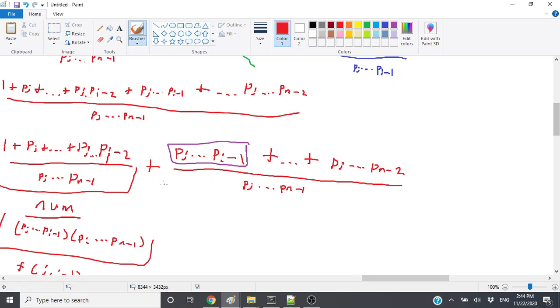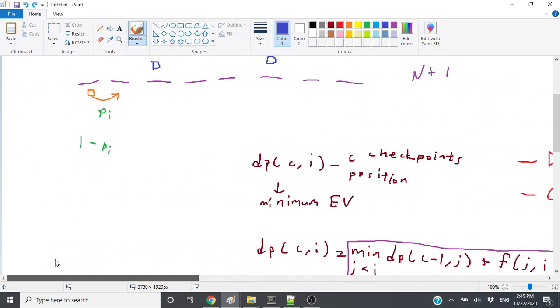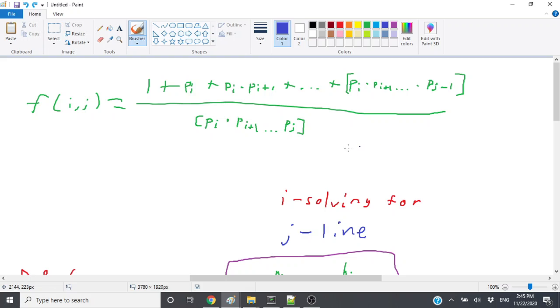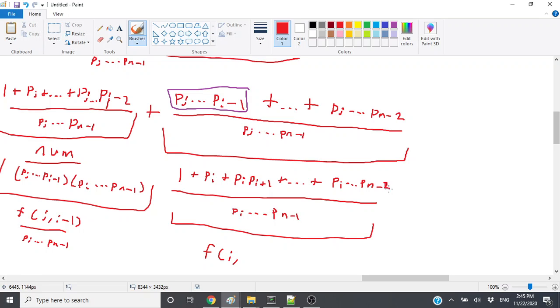And so we get 1 plus pi, because the next value here is pj to pi, plus pi plus 1, plus dot dot dot, we continue, plus pi ... pm minus 1, all over pi ... pn, which is exactly f of i, comma, actually this should be m minus 1, this should be m minus 2, my bad. But this is exactly f of i, comma, m minus 1.